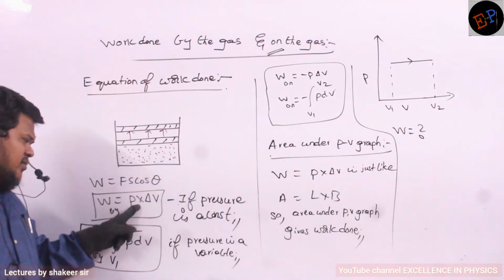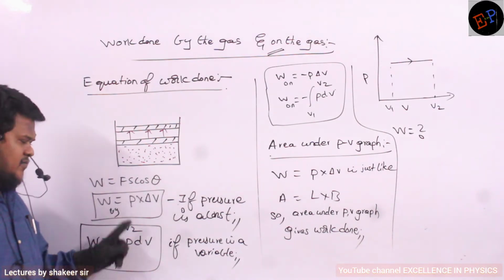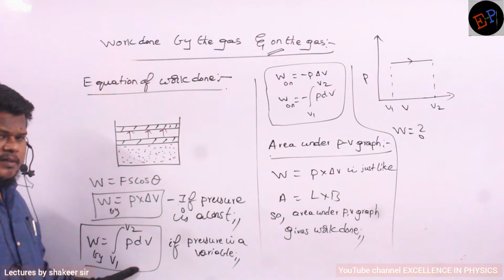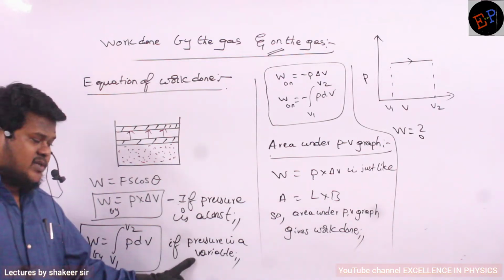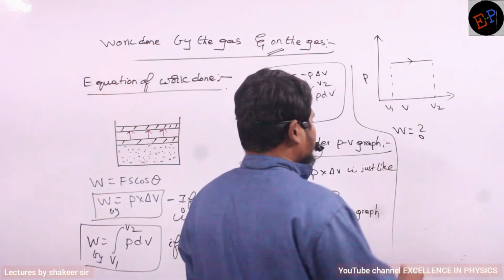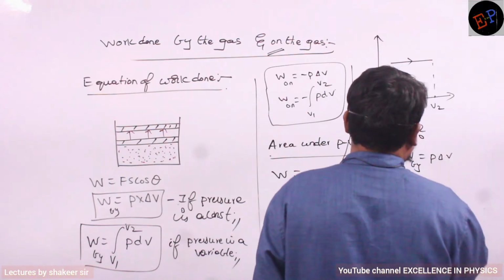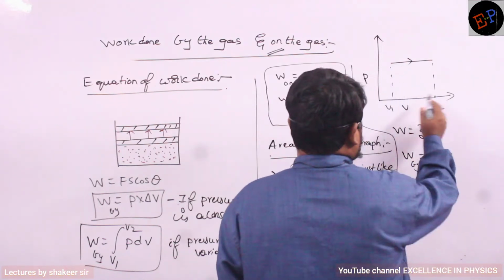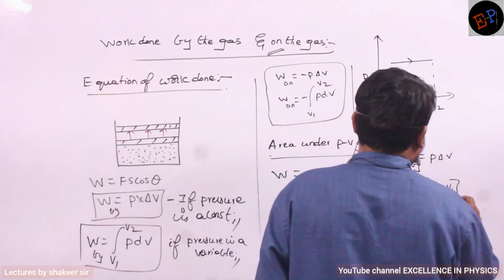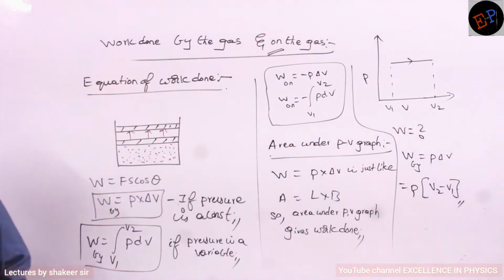So P into delta V, or integration of P dV. In both of them, which one do I have to use? First one. Why can't I use the second one? This equation is used only when pressure is a variable. But here pressure is a constant. So what relation do I have to use? Work done by the gas is equal to P into delta V. So P multiplied by delta V is nothing but P into final volume minus initial volume, no? So that is the equation for work done by the gas.